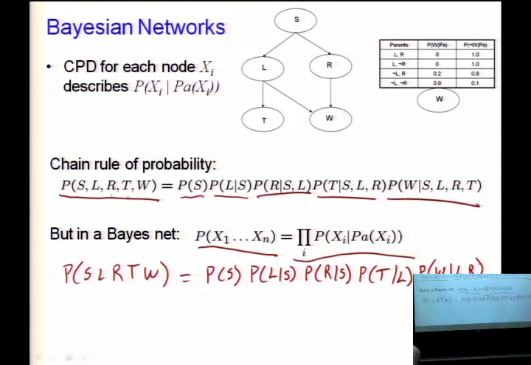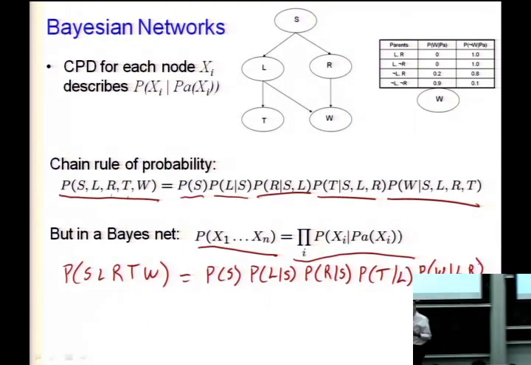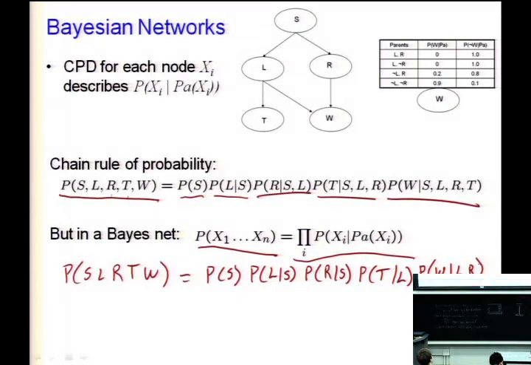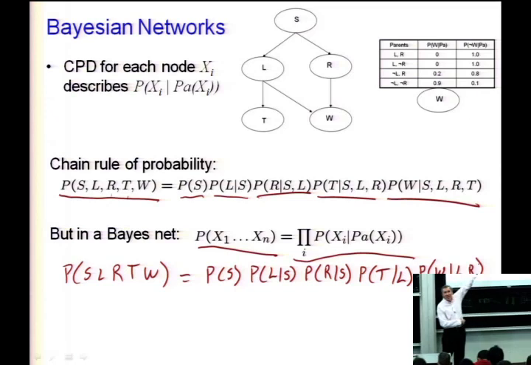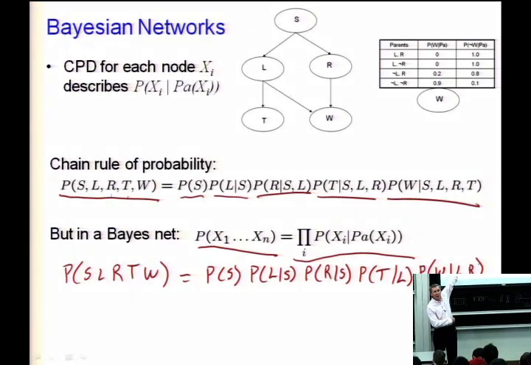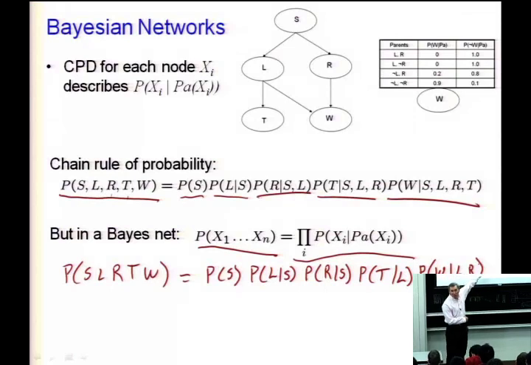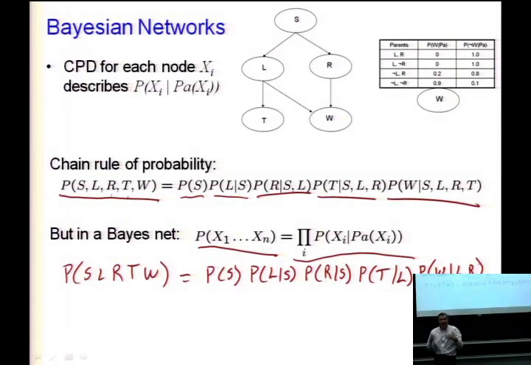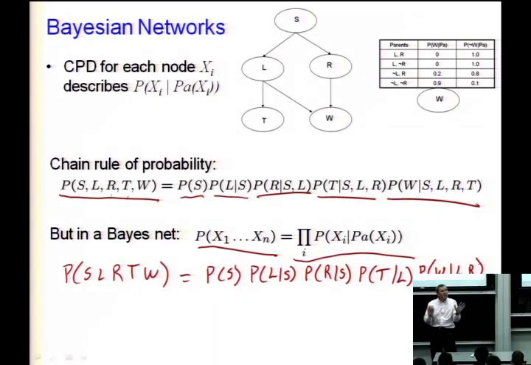So I find it very useful to think about the chain rule whenever I think about a Bayes net, because you can see all it's doing is giving us the same number of terms. In the chain rule, we'll always have a number of terms equal to the number of variables in our joint distribution. And here we will always also. It's just that some of those conditionalities are removed. So it's a very nice way of thinking about it.